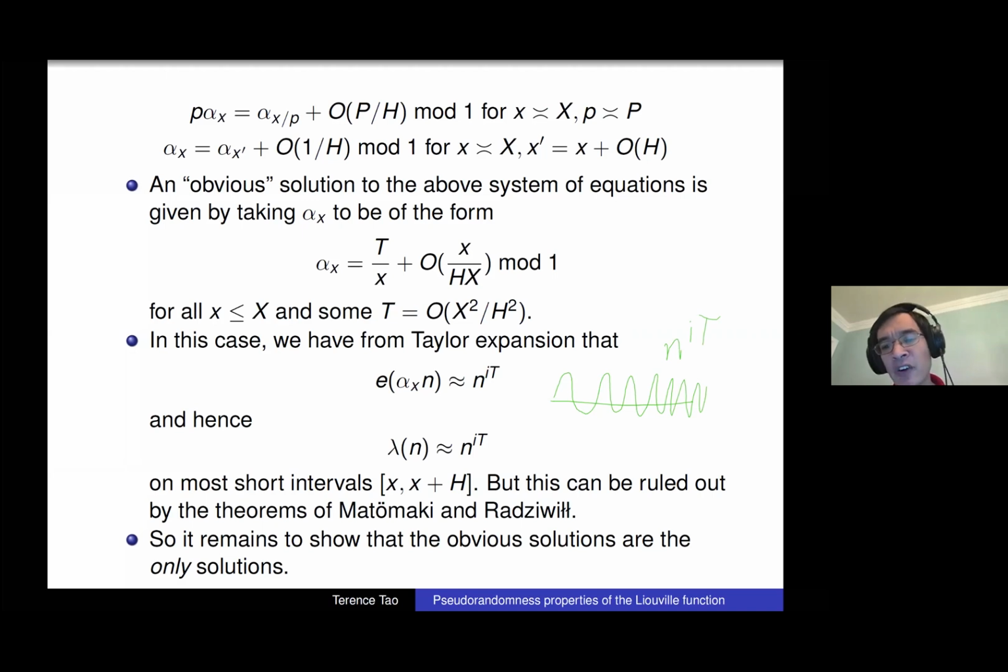So if you take the function n^(it) and look at it on short intervals, locally it looks like a plane wave, and the frequency turns out to be t over x if you do the Taylor expansion. It's basically because the derivative of t log n is t over x. So if alpha looks like this inverse proportionality, then all these little Fourier phases are correlating into one big multiplicative character, n^(it). And saying that lambda correlates with all these little factors is saying that lambda correlates, at least locally, with this multiplicative character. But the theorem of Matomäki and Radziwiłł that I mentioned earlier shows that this doesn't happen. And so this is how Walsh and everyone else gets a contradiction.